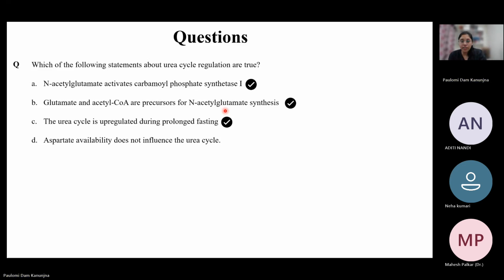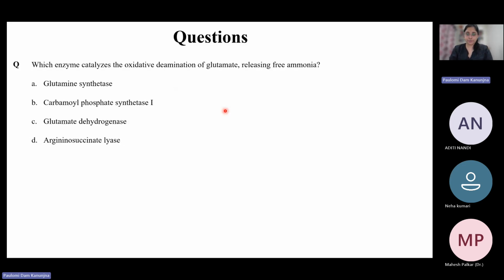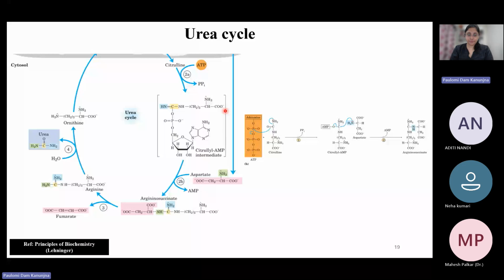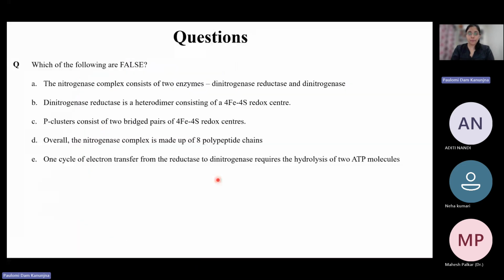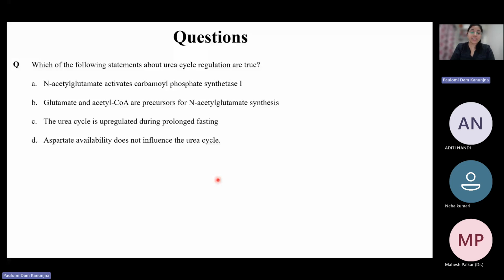C was also correct, and someone mentioned C. D says that aspartate availability does not influence. So it's a negative statement and it's incorrect because aspartate is important. I'll tell you where it is important. Aspartate forms the argininosuccinate. You have seen argininosuccinate here. And here you have aspartate. So you need aspartate and citrulline to form argininosuccinate. So you need aspartate in the urea cycle. That's why the statement which says aspartate does not influence is incorrect. Right? Okay?